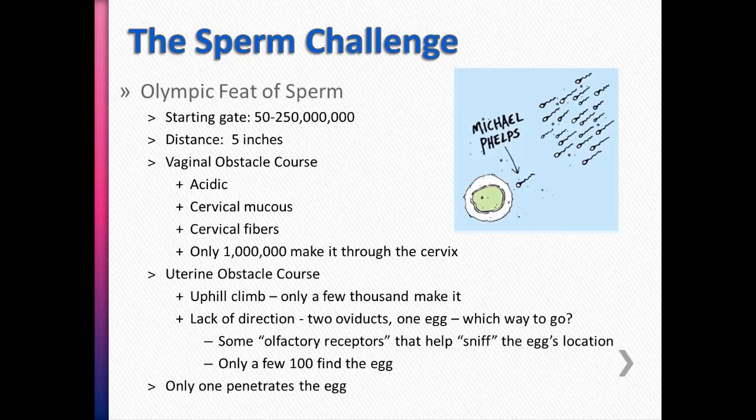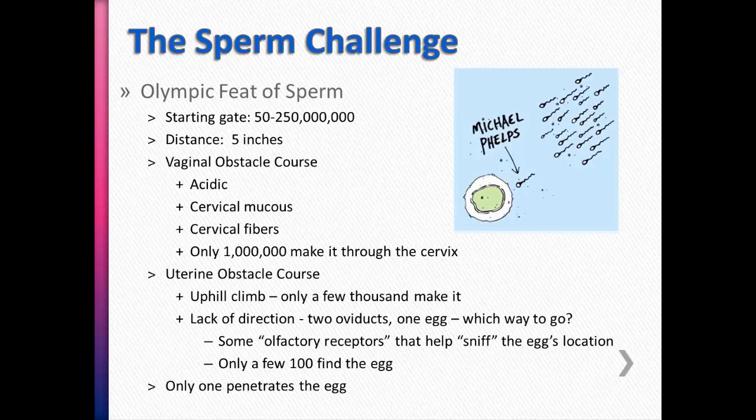Then they have to swim through the vagina, which is going to have all kinds of obstacles, such as being very acidic. That's going to kill the sperm off. The cervical mucus and fibers can, depending on the cycle, be really thick and actually completely prevent the sperm from getting through, or limit the number that get through. So you might, even on a good day, have about 1 million sperm make it through the cervix. Then the uterus also has its own obstacles. One, the sperm are going to be swimming uphill, and that makes it hard, and so only a few thousand make it.